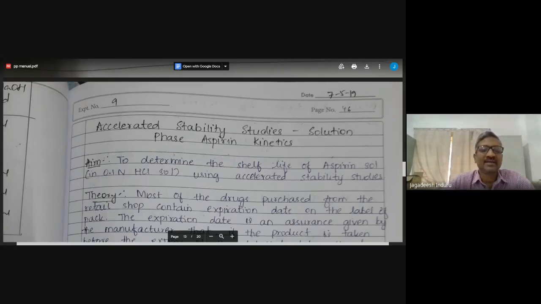So in this particular case, we are going to determine the shelf life of aspirin solution. This is subsequently added to a syrup using an accelerated stability studies methodology.